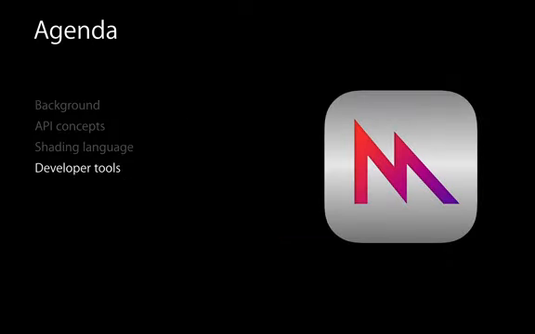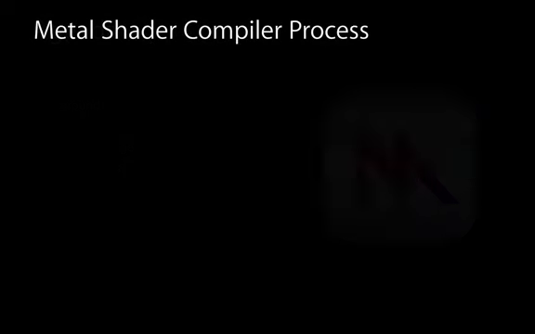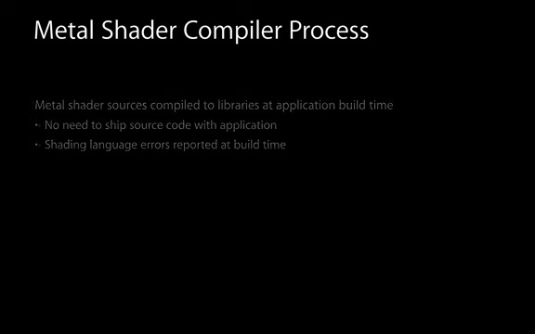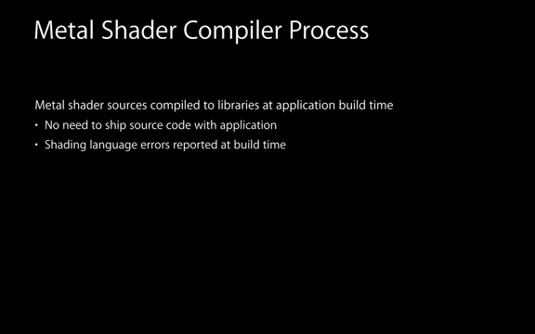But next, I'm going to talk about how to build your Metal application using our awesome developer tools. And probably the most important of those developer tools is the Metal shader compiler. Now, ideally, you don't even know this exists because we're simply going to build your shader sources just like we build the rest of your application sources at application build time. There's no need for you to separate out your shaders and specify them at runtime. You can actually ship them with your application already having been pre-compiled. So there's no source code that needs to go with your application for your shaders.